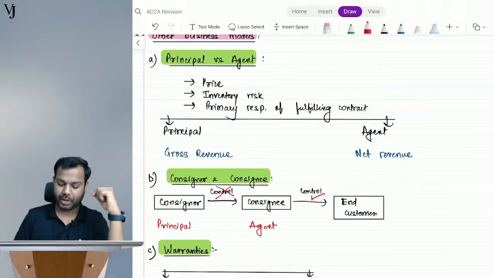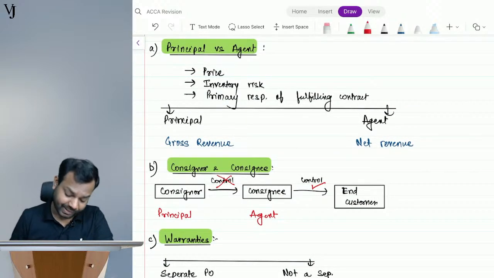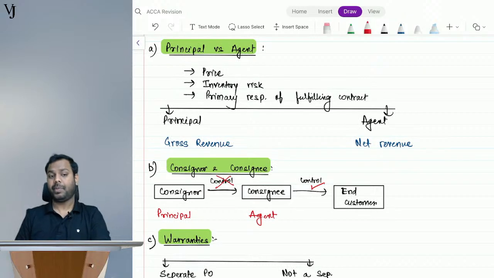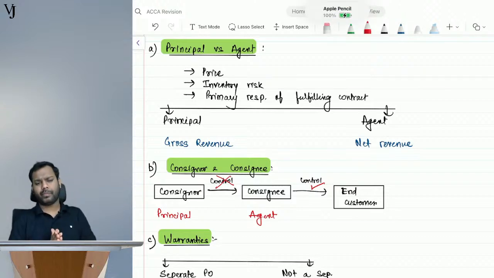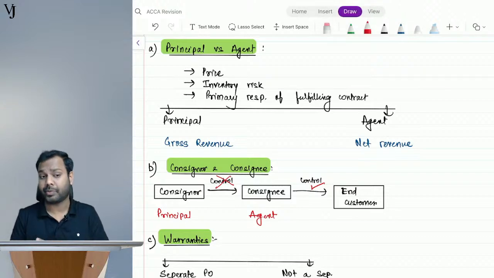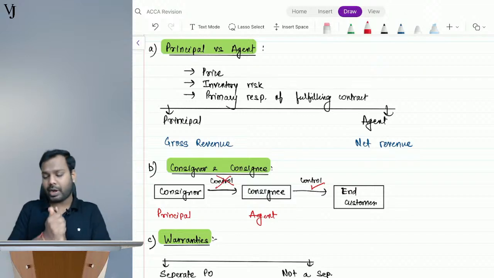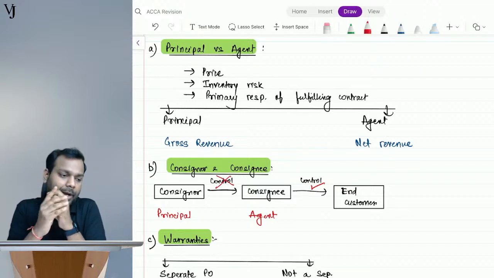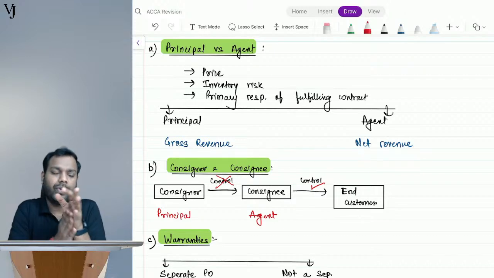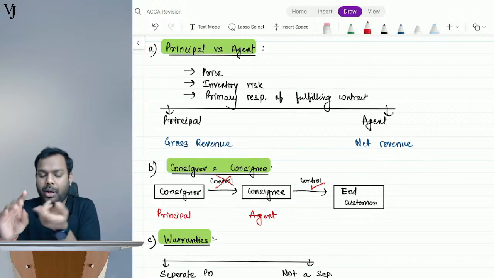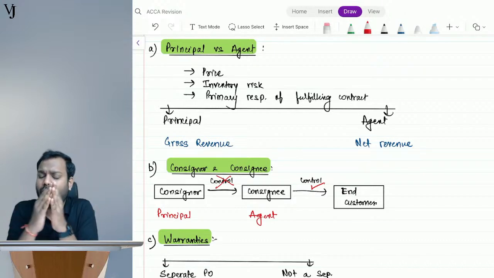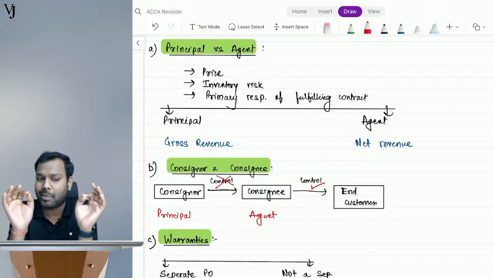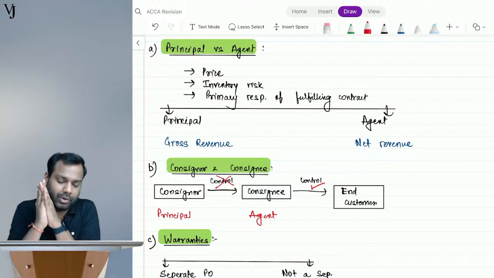Okay, fine. Now the first point here is principal versus agent. Understand, guys, there are a lot of e-commerce business models coming up these days, and in all of them the challenge of revenue recognition comes up. I've practically seen this situation during my experience in the big 4 firms, in Myntra, in Amazon, in all the e-commerce startups. This challenge is there.